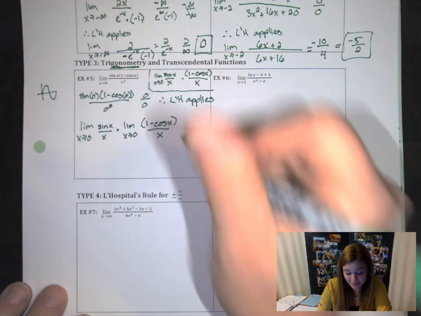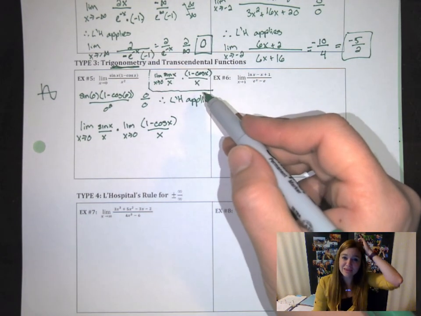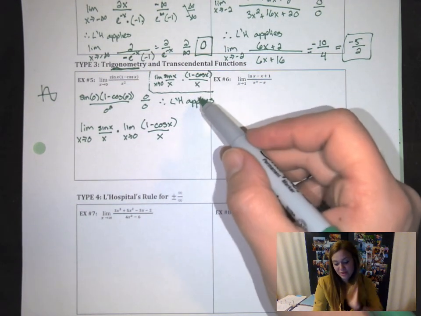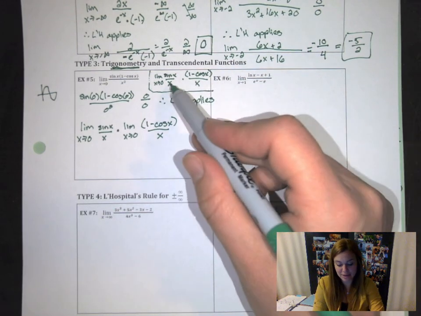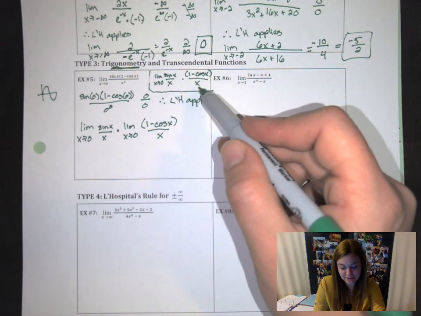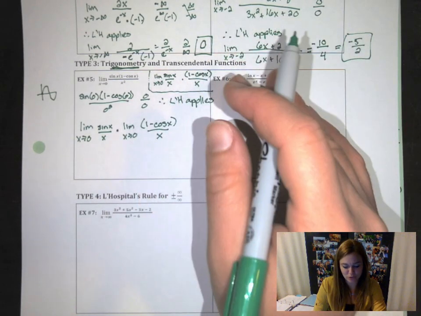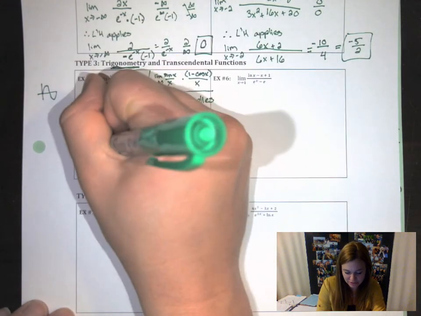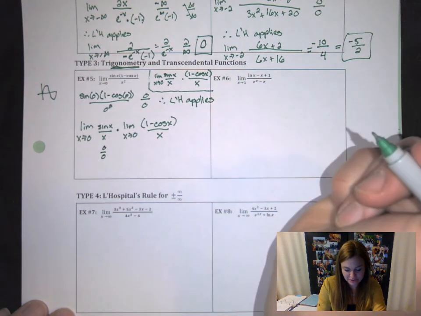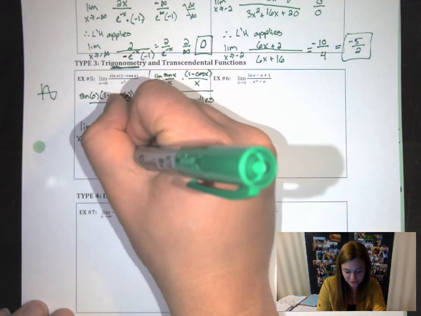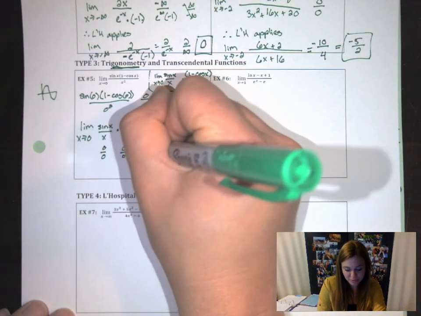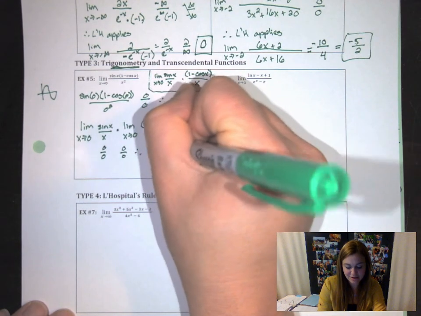And you're like, Miss DeWald, that was the old way. Why would that help me? Because I know we memorized these limits, and I knew that this was 1 and this was 0, and I can multiply them. I'm still going to use L'Hopital's rule, because do you see how this part is going to be 0 over 0 if I substitute in? So L'Hopital's applies in each one of these individual fractions still.